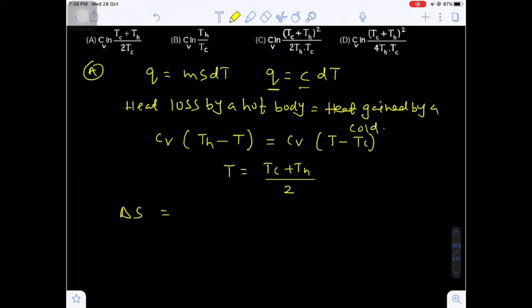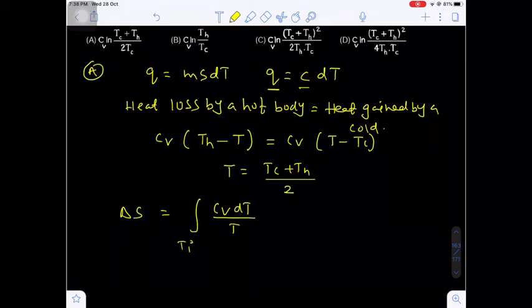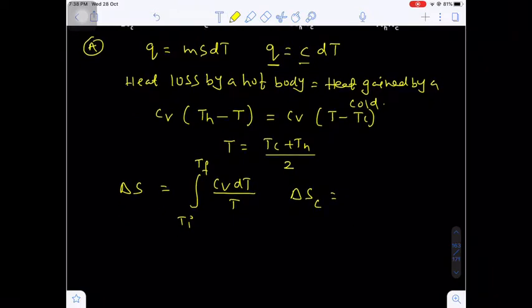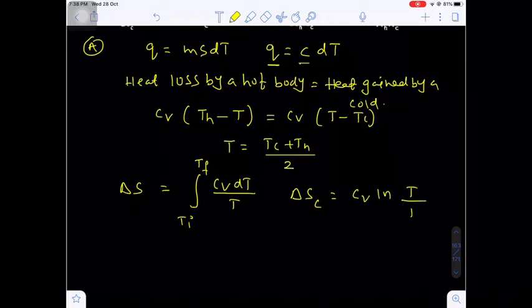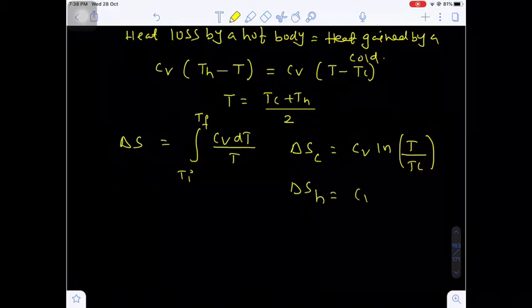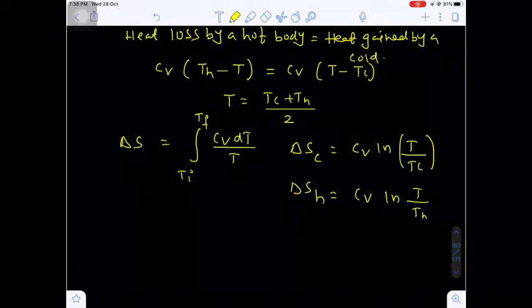Change in entropy will be equal to the integral of Cv dT upon T, from T initial to T final temperature. Now for a cold body, what will be the change in the entropy? Delta S_c will be equal to Cv ln of final temperature T upon initial temperature, here cold body Tc. In case of a hot body, change in entropy delta S_H will be equal to again Cv ln of the final temperature T, but the initial temperature will be hot body Th.